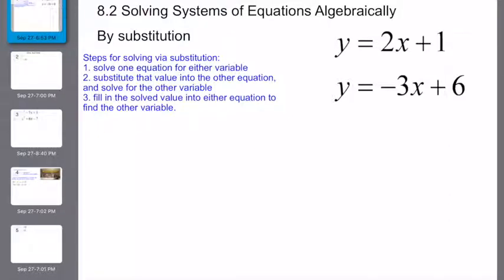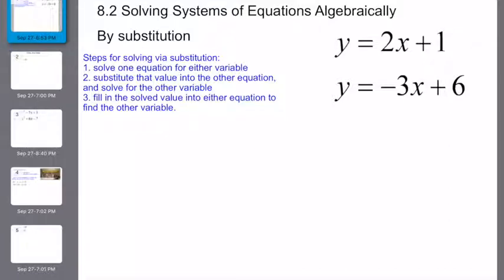So starting off with substitution, we have three steps. First, we want to solve one equation for either variable. Step 2, substitute that value into the other equation and solve for the other variable. And step 3, fill in the solved value into either equation to find the other variable. Okay, now this sounds confusing. When we see the step-by-step what we're doing, it actually isn't too bad.